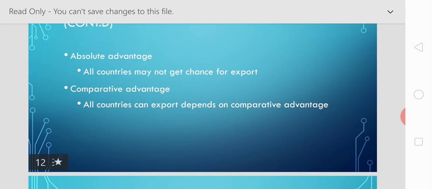As per the absolute advantage theory, all nations may not get a chance for export, because there are situations in which some nations don't have the absolute advantage. Only some nations will get the absolute advantage. So this deficiency can be corrected by the comparative advantage theory of trade. So as per the comparative advantage theory, all nations will get a chance for export, since there will be some comparative advantage after the specialization of the labor force in the nation on any of the commodities.